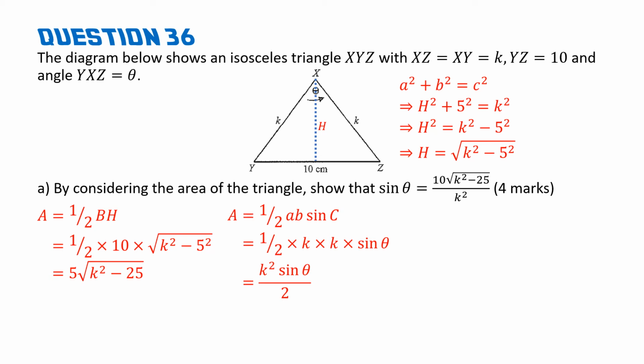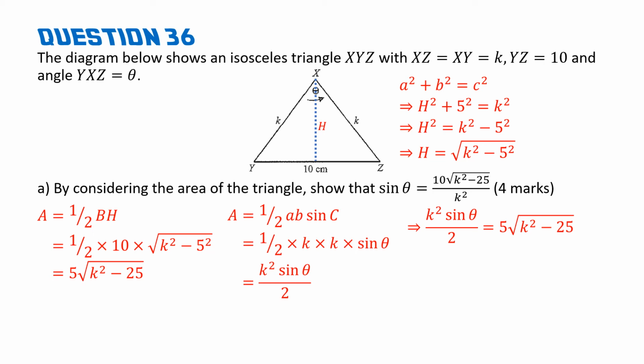So if the area in both of those situations is going to be the same, what I can do is say, well, the area equals the area. That should be pretty straightforward, saying it like that. But what that means is that the 5 times the square root of k squared minus 25 is going to be equal to my k squared times sine theta all over 2. So I can write that those two expressions are going to be equal to themselves.